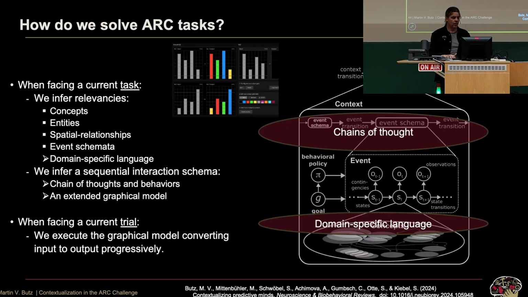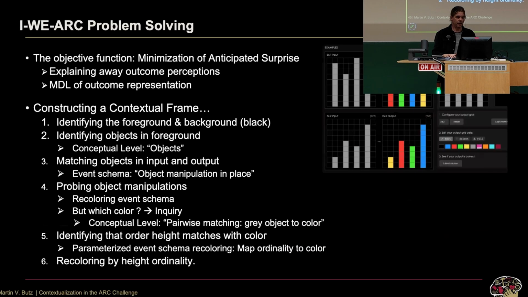When facing then a current trial, when I check the algorithmic manipulation that I want to do for the individual trials, I check, well, is it really the right order? Is the yellow one in both cases the smallest one, the least height one, and so forth? And so I can instantiate it trial by trial.